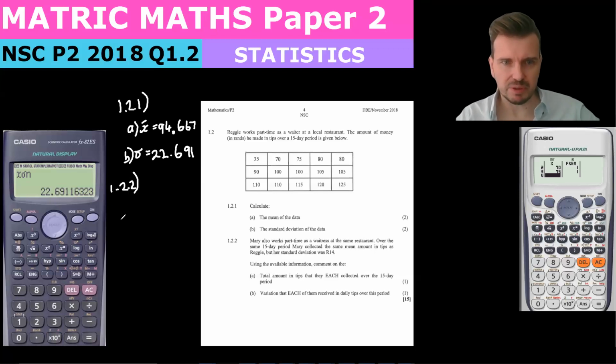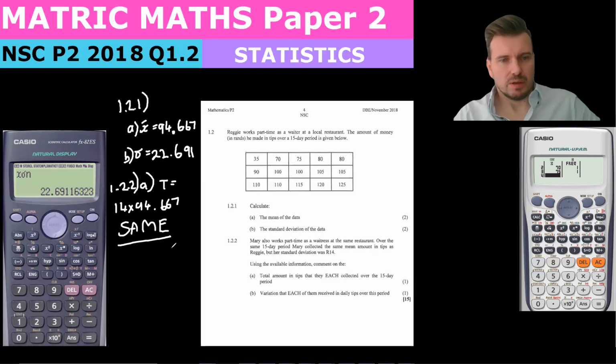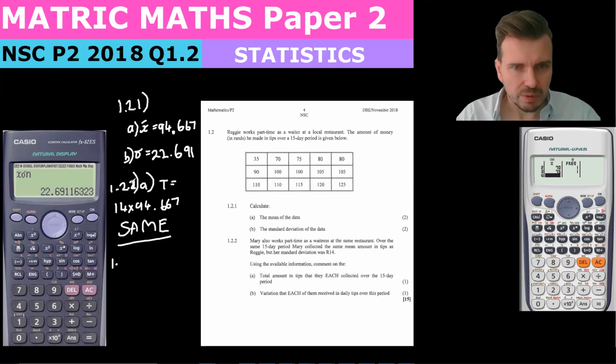So comment on the total. Well, the total amount would have been the same because the mean was the same. So it would have been 14 times 94,67. So it would have been the same. Okay.